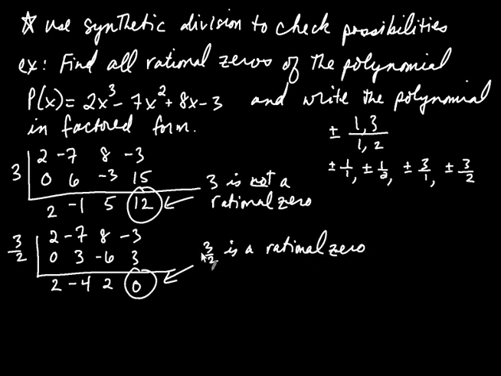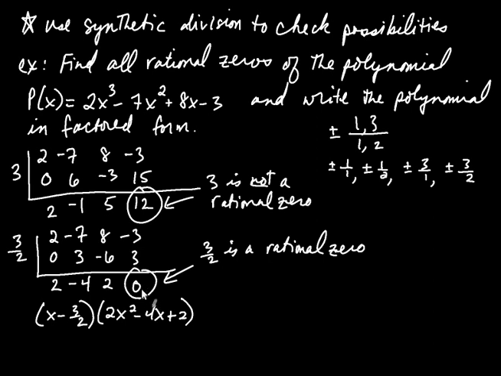Now, the fact that this is 0 tells you that it went in evenly. And so what you have left over after synthetic division is the quotient. So in other words, upon division you get x minus 3/2, right? Because 3/2 goes in evenly, and that tells you that x take away 3/2 is a factor of the polynomial. So x minus 3/2 times this, which is 2x squared minus 4x plus 2.